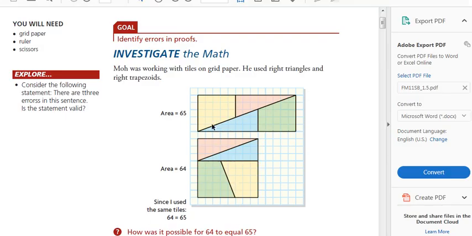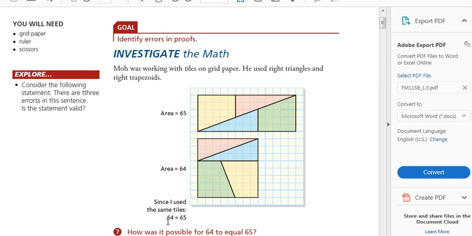This one right here. Okay, so this is Investigate the Math. Mo was working with tiles on grid paper. He used right triangles and right trapezoids. And this is what he did. He cut these things out, or he drew them. And if you arrange the tiles this way, there's an area of 65 units. So if you count all the squares inside this collection, there's 65. But if you rearrange them a different way, now it only covers 64 squares. So since he used the exact same tiles, he said, this is a proof that 64 actually equals 65.